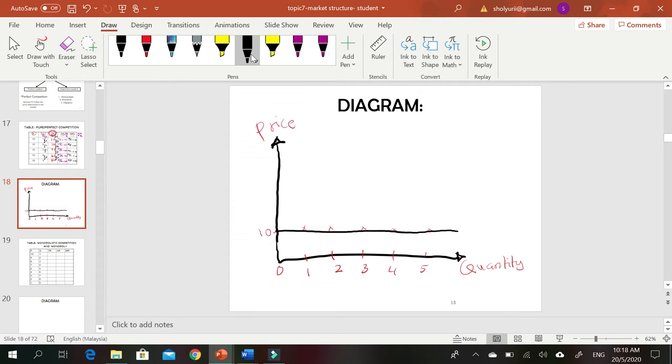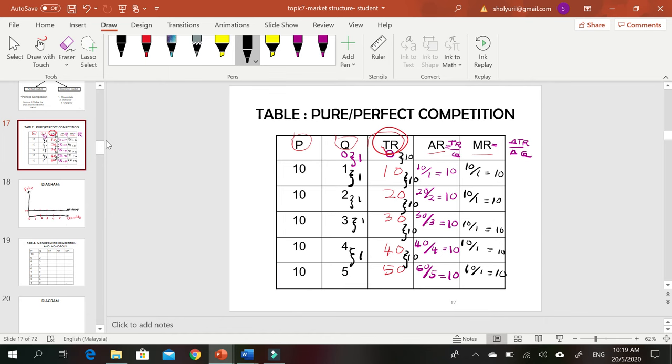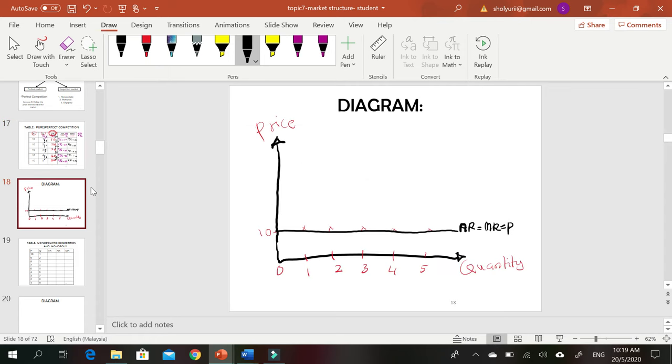Alright, and then kita labelkan apa yang kita draw ni. Kita draw AR equals to MR. Dan ini juga adalah P. Betul tak P? Cuba tengok ni. Nilai P is also 10. Betul tak? 10. Dan inilah demand curve untuk perfect competition.